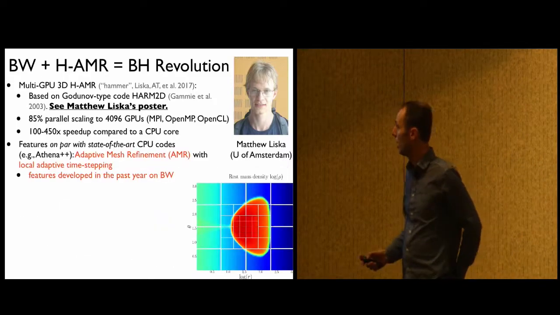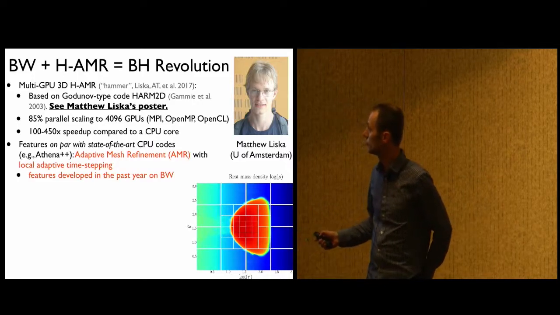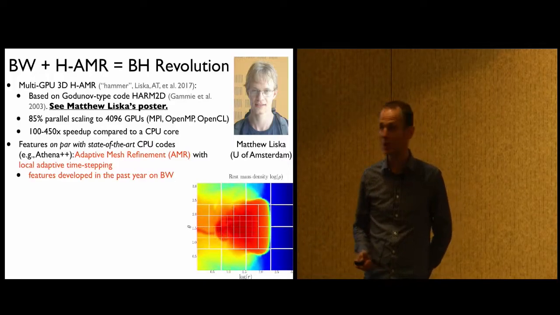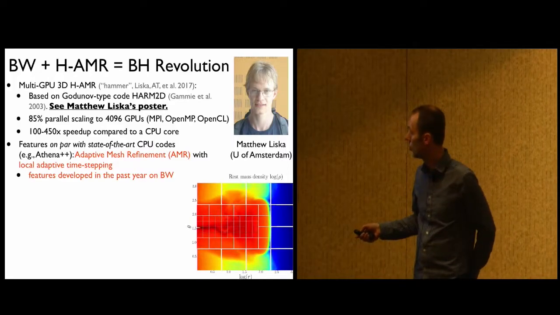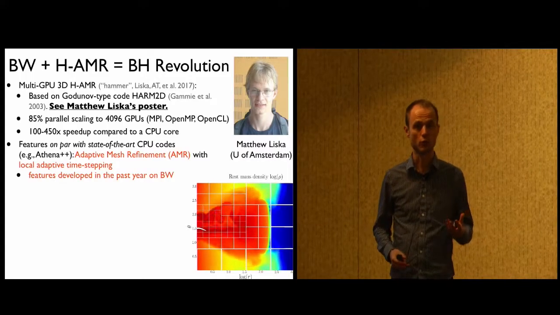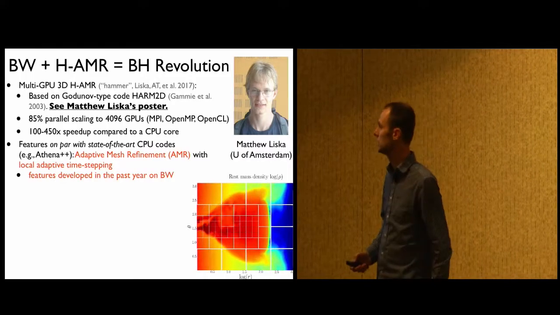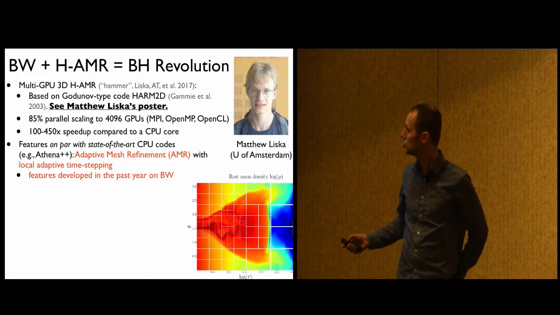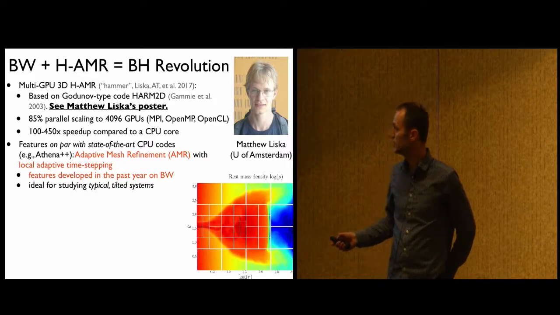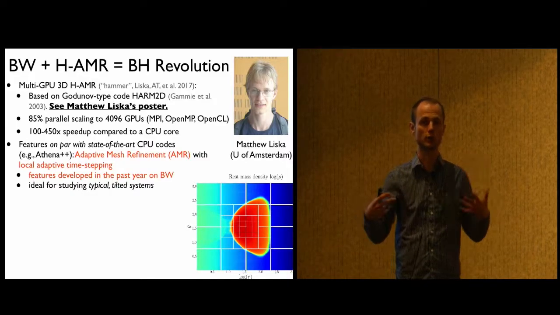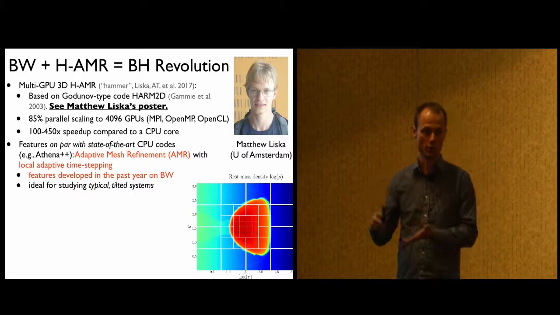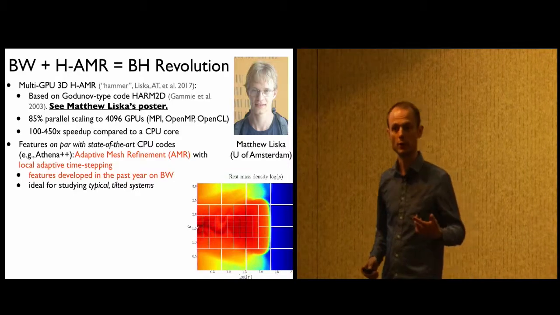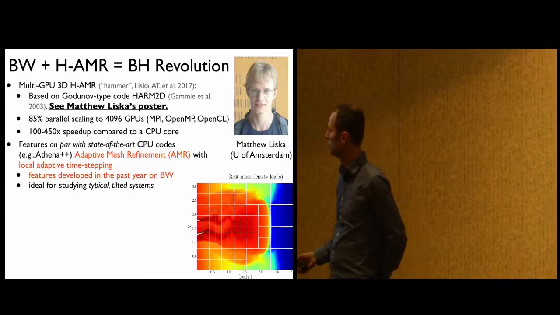But that's not all. Matthew, in the past year, implemented adaptive mesh refinement together with local adaptive time stepping, which is illustrated here. Wherever there is a structure in the flow that we need to resolve, we can add more cells, we can refine the grid, and put more resolution there. And that set of features allows us to study these tilted systems because we don't know where the disk will go. We don't know where we need to put the resolution, and adaptive mesh refinement allows us to not worry about this and automatically follow the flow.